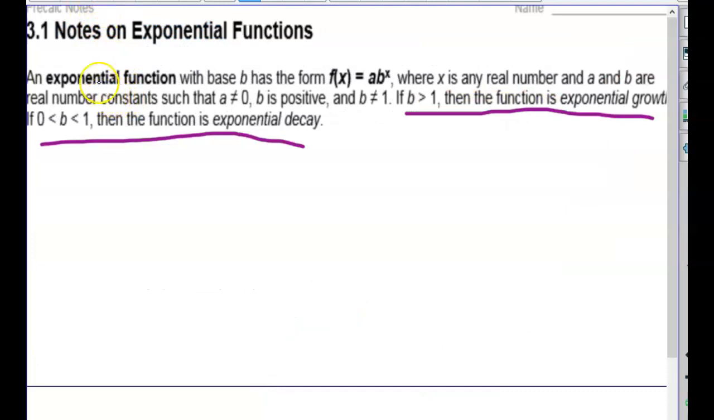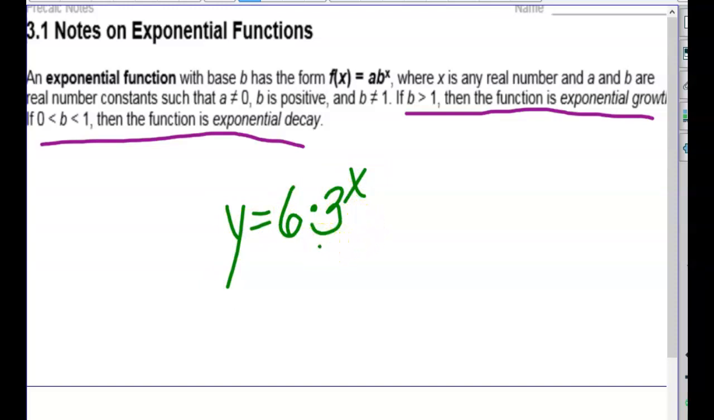All right, so it says an exponential function with base b has the form a times b to the x, where x is any real number and a and b are real number constants such that a can't be 0, b is positive, and not 1. If b is greater than 1, then it is an exponential growth function, okay? So if we had 6 times 3 to the x, yep, my pen's still not working, right?